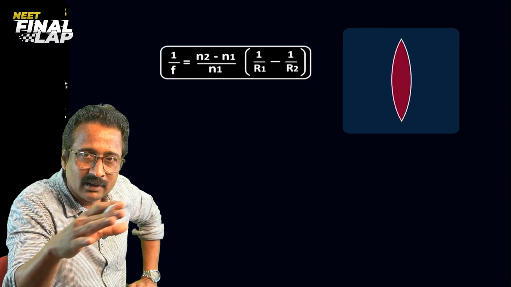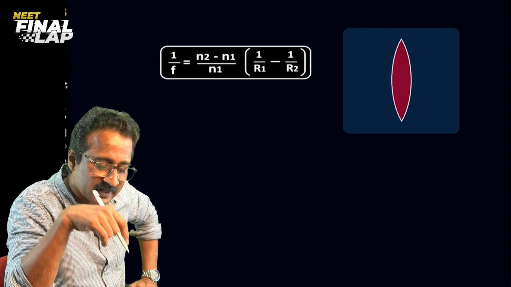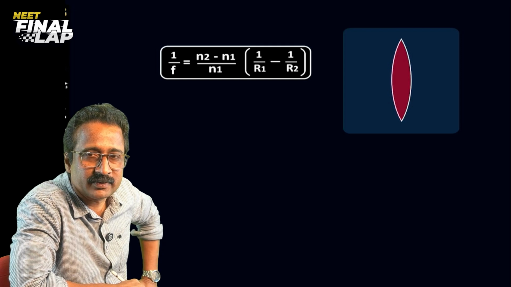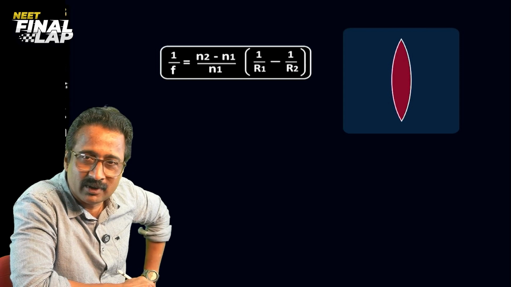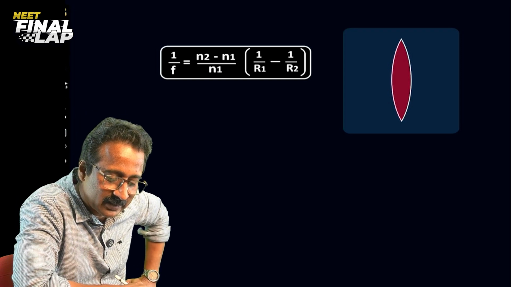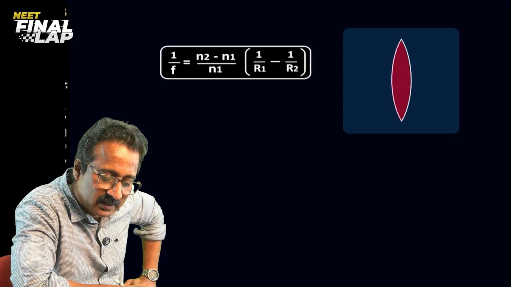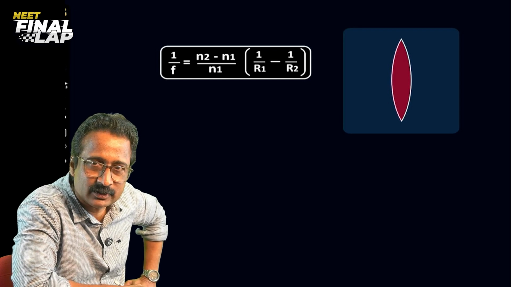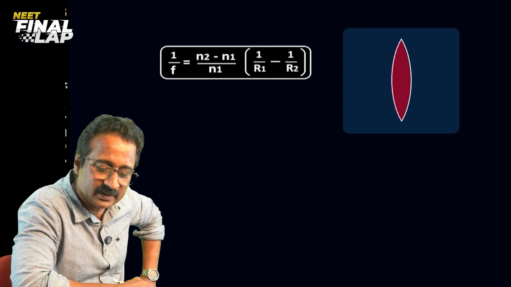It's a lengthy equation, but don't forget, it is very important. 1/f. Remember this equation is in the reciprocal form. 1/f equal to (N2 minus N1) by N1 into (1/R1 minus 1/R2). That's the equation called lens maker's formula.